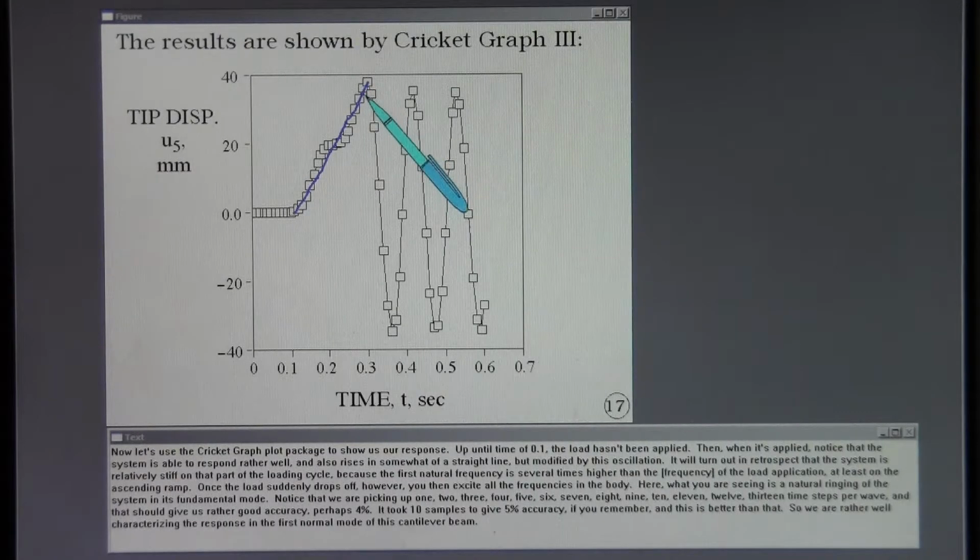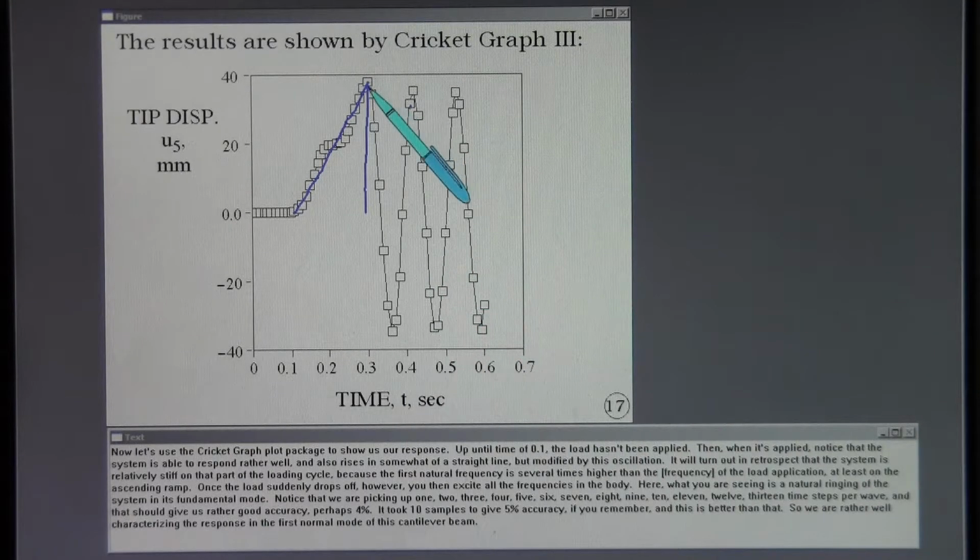It will turn out in retrospect that the system is relatively stiff on that part of the loading cycle because the first natural frequency is several times higher than the period of the load application, at least on the ascending ramp. Once the load suddenly drops off, however, you then excite all frequencies in the body, and here what we're seeing is a natural ringing of this system in its fundamental mode.